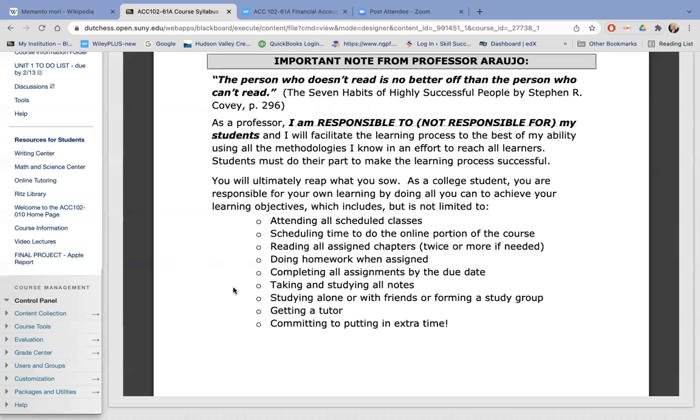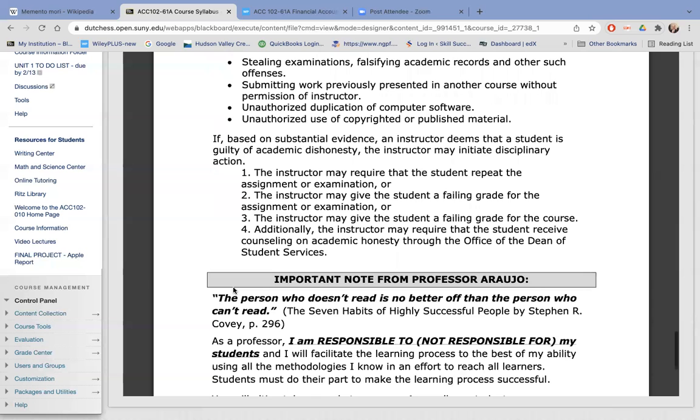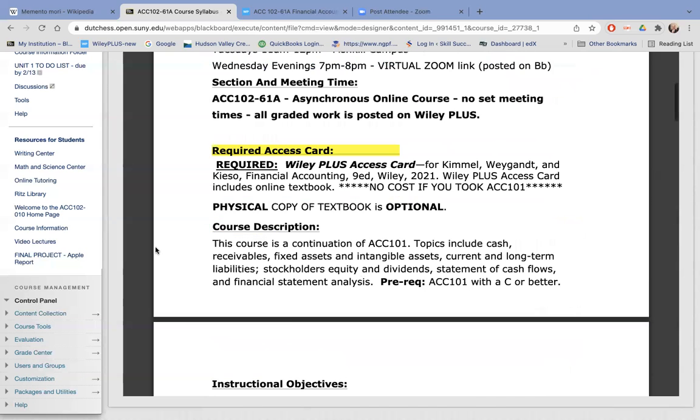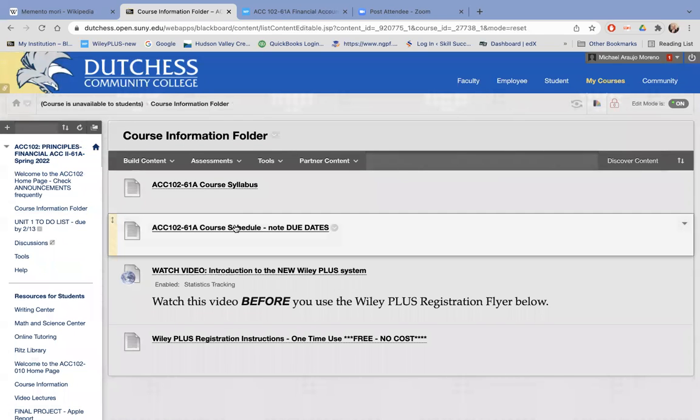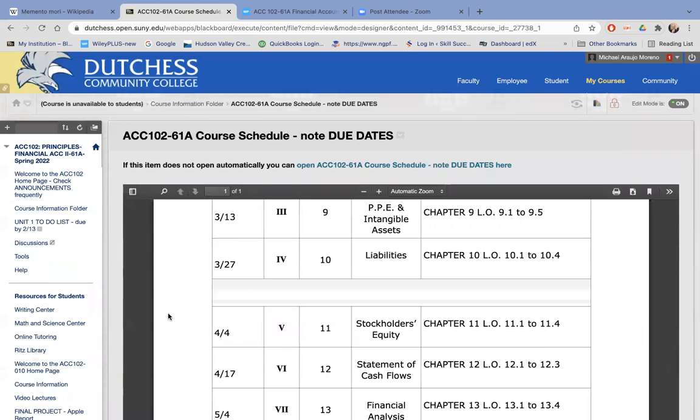We do have, again, some support. There's tutoring support and other types of things. But please remind yourself that you are responsible for all of your work. The course schedule is important. You want to note the due dates.